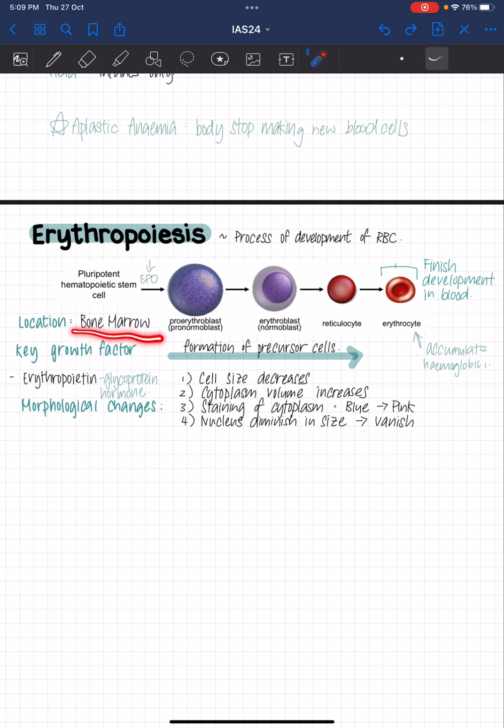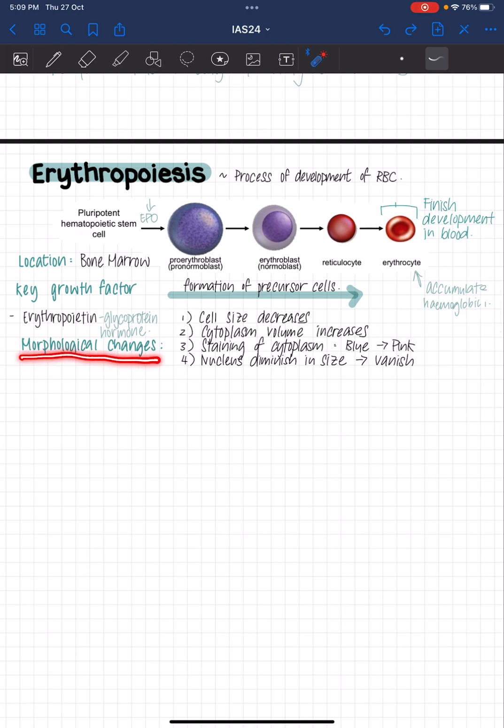All of this happens in the bone marrow, and you need to understand some of the morphological changes that occur throughout the development. So the stem cell, after it gets triggered by the growth factor, will form a proerythroblast, and usually when words have blast in them, it means it has a lot of these stem cells which allow development. As you notice, as it goes down the development chain, the cell size gets smaller and smaller, and the nucleus decreases until there's none. When there's none, this happens in the peripheral blood, which means that the erythrocyte is mature.